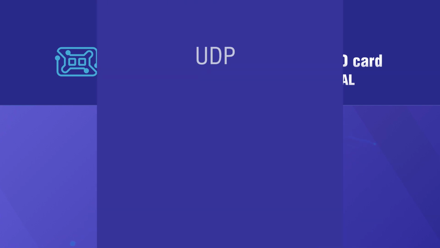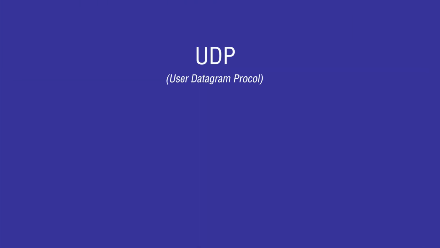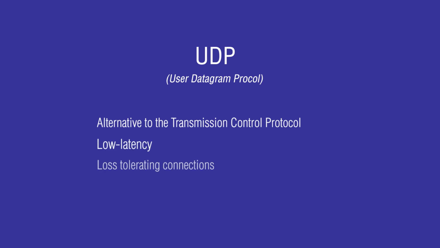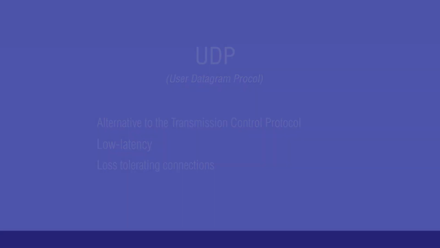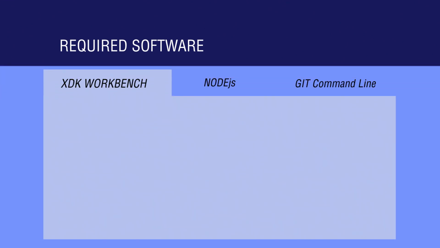But first, what is UDP? Well, it stands for User Datagram Protocol, and it's an alternative to TCP, used primarily for establishing low latency and loss-tolerating connections between applications on the internet. So first, let's see what we need.